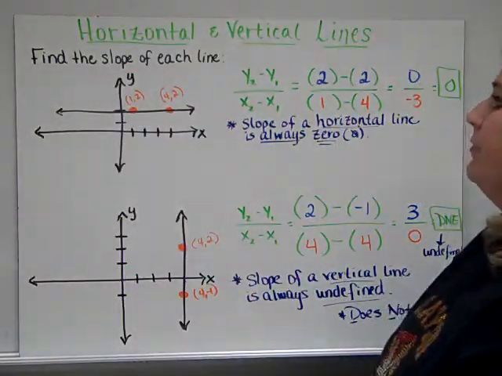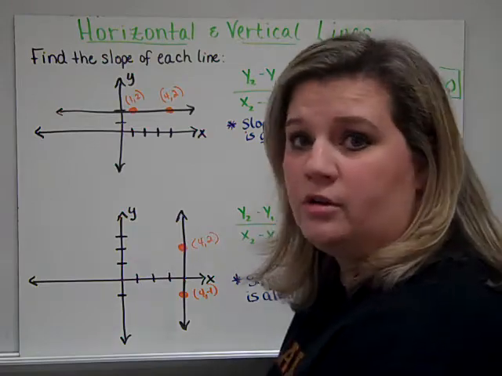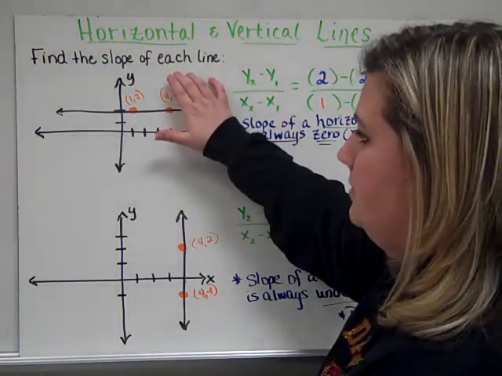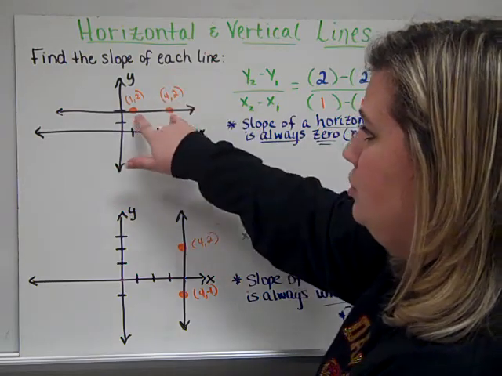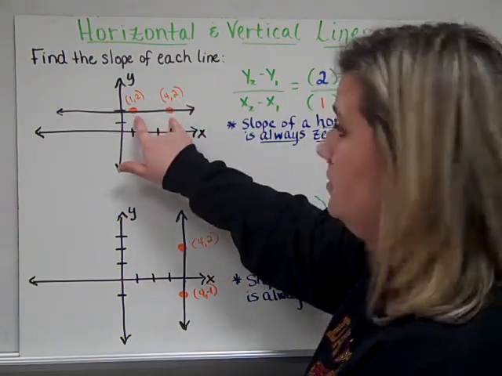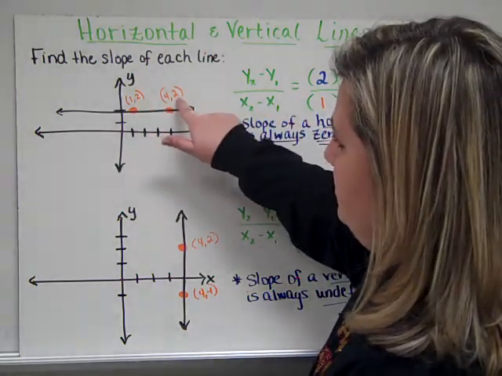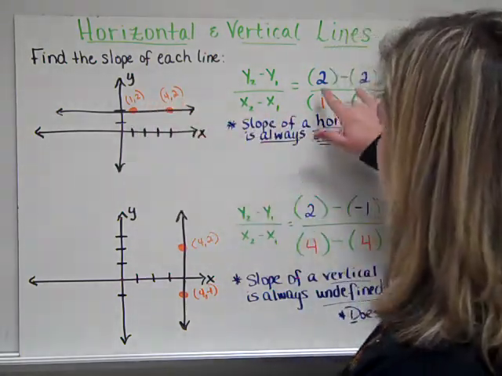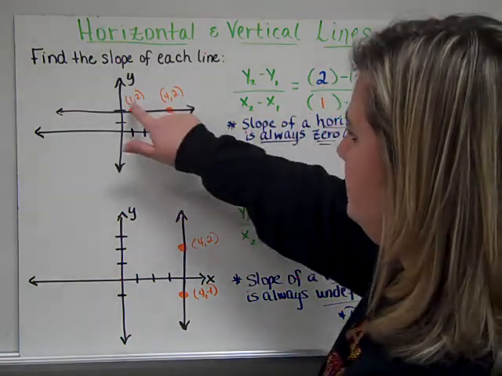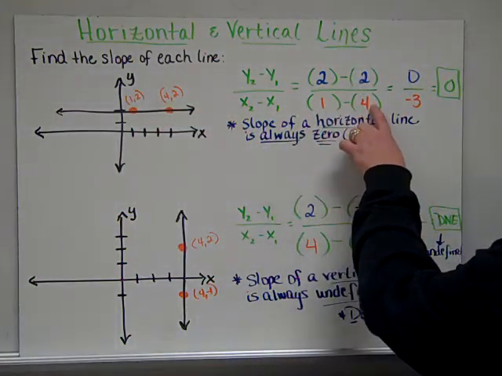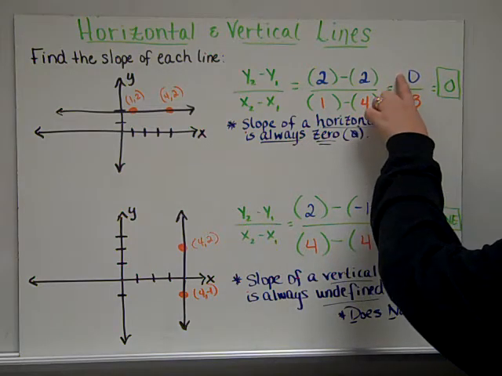All right. So horizontal and vertical lines. Let's find the slope of each of these lines. So I gave you a line. Here are your 2 coordinates on that line. So let's plug those into the formula. Notice that the y values are both 2, so I'll plug those in. The x values, 1 minus 4. So when I plug those in, as you notice, I have 0.